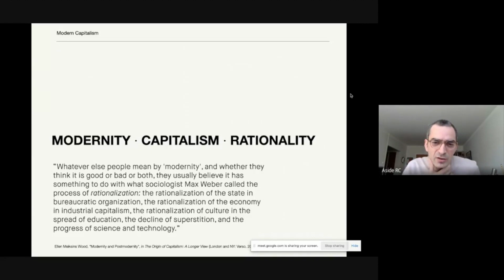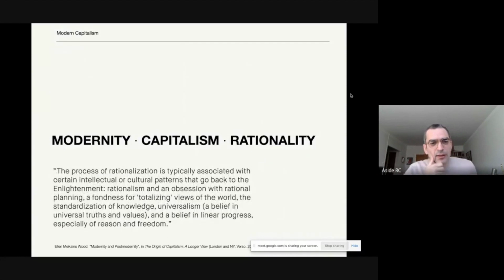The rationalization of the state in bureaucratic organization, so the administration of the state, the rationalization of the economy in industrial capitalism, the rationalization of culture in the spread of education, the decline of superstition, and the progress of science and technology. The process of rationalization, on the other hand, is typically associated with certain intellectual or cultural patterns that go back to the Enlightenment.